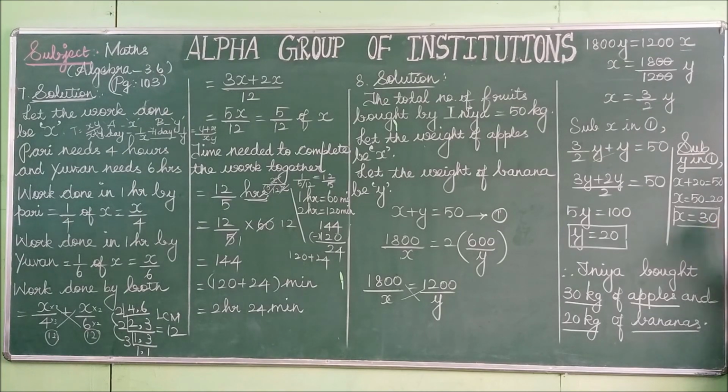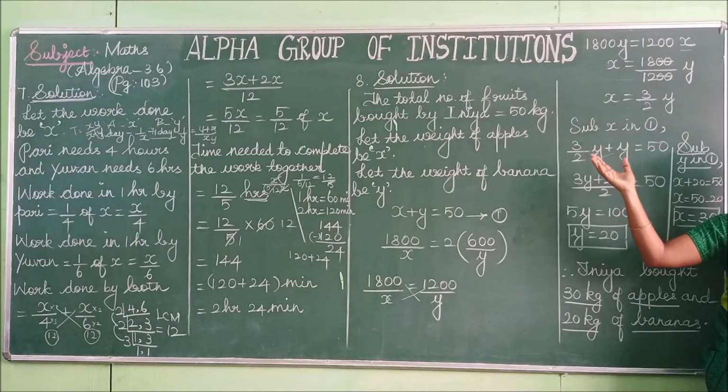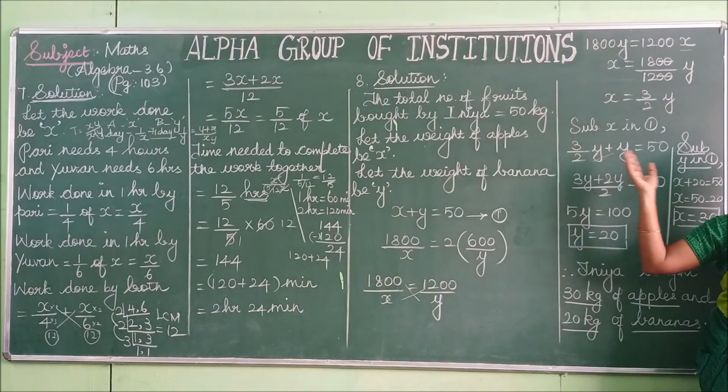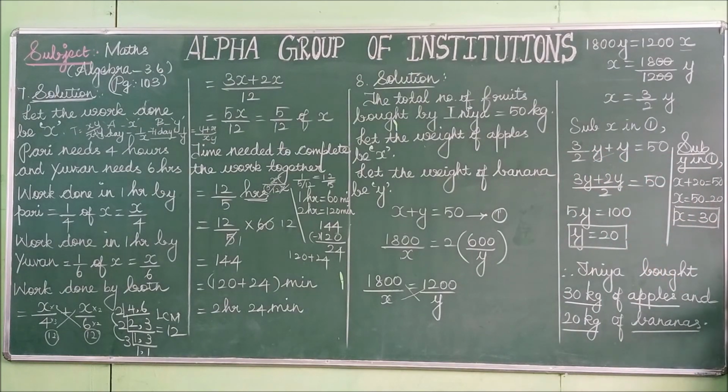What is x? x is apple, y is banana. So Inia bought 30 kgs of apple and 20 kgs of banana. Now you can add both values. 30 plus 20 kg is equal to 50 kg. So that is the total number of fruits bought by Inia, which is equal to 50 kg. So your answer is right.